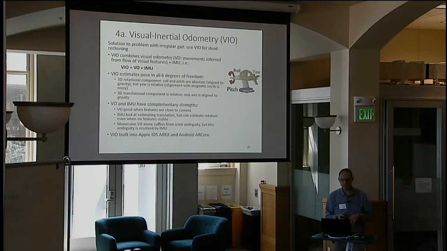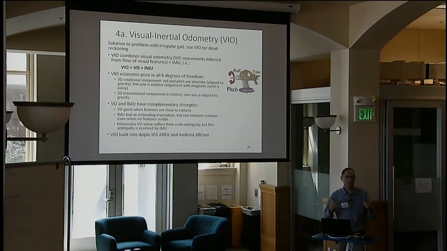But anyway, there's this very nice thing that is freely available on iOS and Android: VIO, visual inertial odometry. It combines VO, which is visual odometry, inferring camera movement from parallax, the apparent motion of points in the scene, and also using the IMU. So VIO is just the combination of visual odometry essentially with the IMU, and VIO estimates pose in 6 degrees of freedom, which is really wonderful.